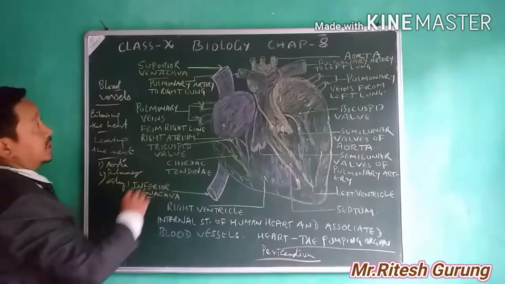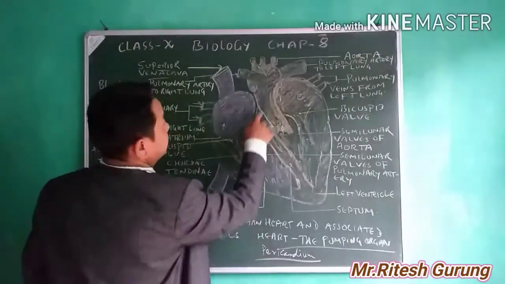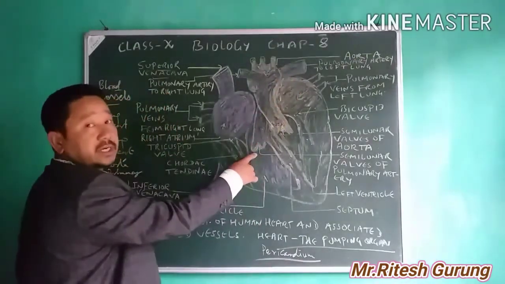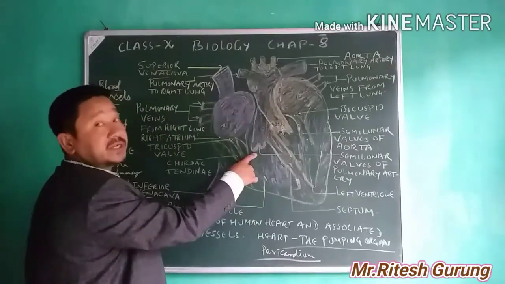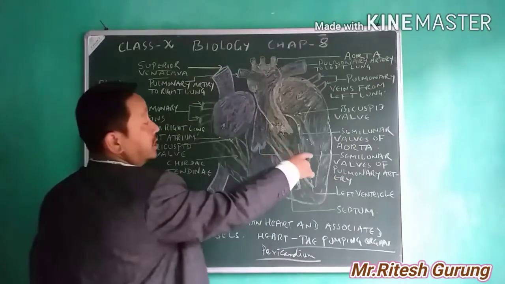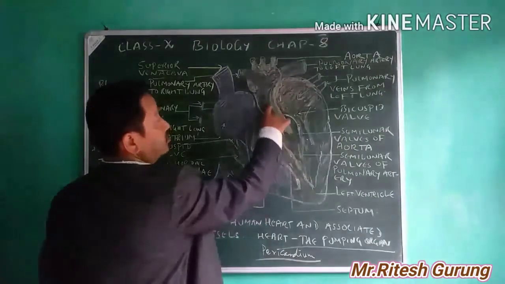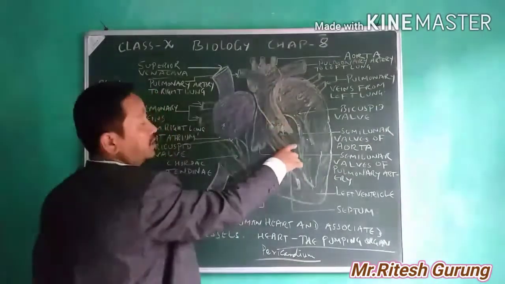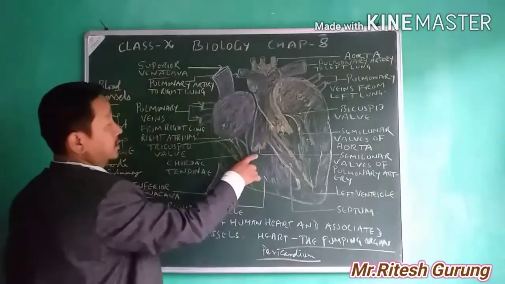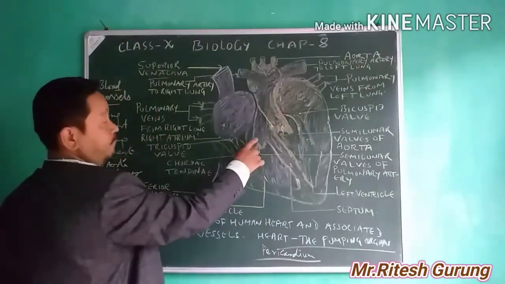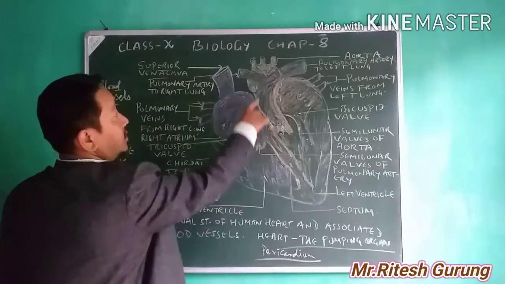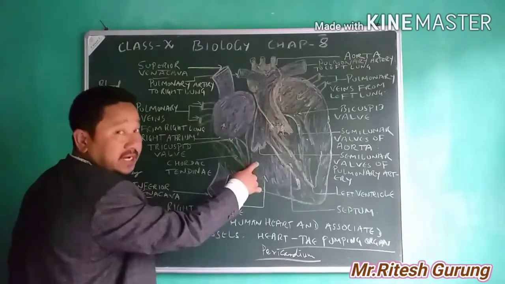See here, this is a pulmonary artery. Pulmonary artery from the right lung, from the right ventricle. This is your left ventricle. Your aorta will carry the pure blood from the left ventricle, and here it is called your pulmonary arteries from the right ventricle.